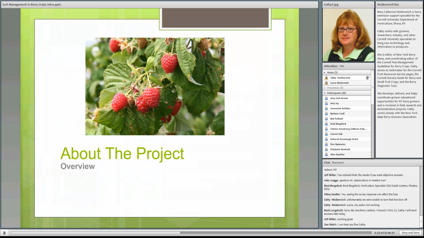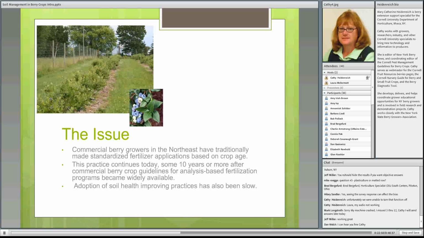So we're just going to take a quick look at the project itself. There were several issues that we identified in the course of the work that I've done for Dr. Marvin Pritz at Cornell, and one of them is that commercial berry growers in the Northeast traditionally have applied fertilizer based on crop age. So, if the crops are less than a year old, no application in that particular year. If they're 1 year old or 2 years old, a certain poundage of fertilizer is applied, and then as they increase in age, that number probably goes up. So this practice is still very popular today.